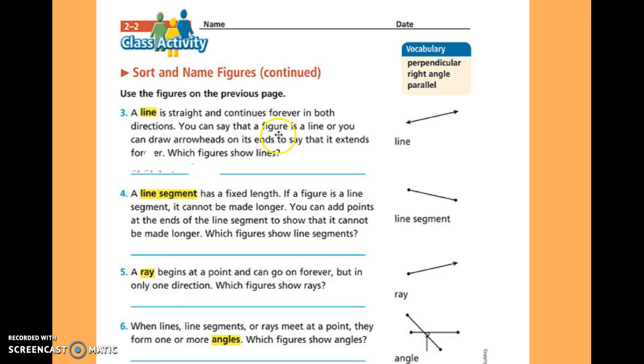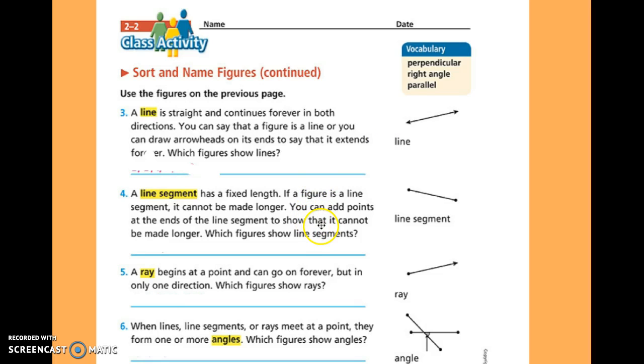You can say that a figure is a line, or you can draw arrowheads on its end to say that it extends forever. So this is an example of a line. It goes forever in both directions. Most of the time people will just draw little arrows at the end to show that the line goes on forever. It also has to be straight. It can't be curvy.